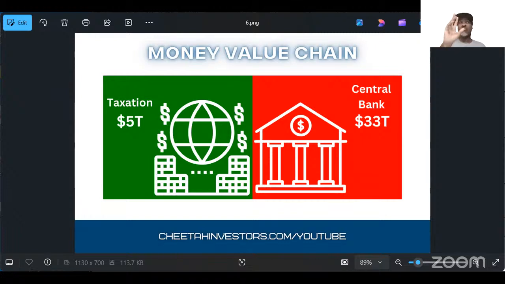Now, the central bank has a deficit where they owe people around the world through bonds and different loans. They have a $33 trillion deficit, or that's what they tell you. So if you take the $5 trillion worth of taxation and apply it to the $33 trillion of deficit, they still have about $28 trillion left over. How are they going to pay off that $28 trillion?